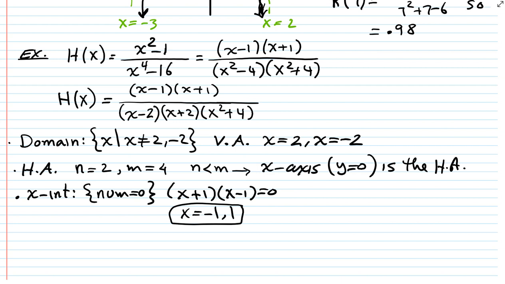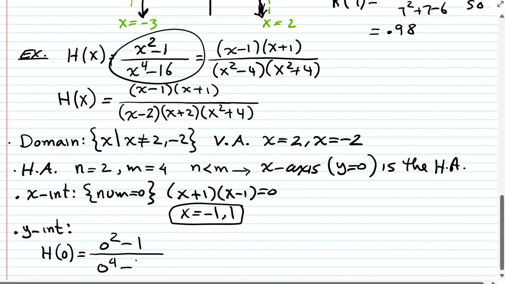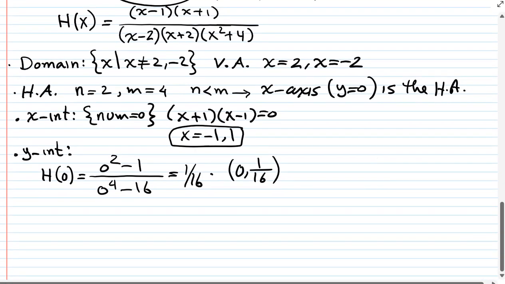Now, what else do we need? We got the vertical asymptote, horizontal asymptote, x-intercept. How about the y-intercept? For the y-intercept, we're going to do h at 0. Evaluate the function at 0. Let me move down here so I have more space. H at 0, and you can actually go to the original, it will be easier, rather than the factored form. 0 to the 4th minus 16, so it's going to be 1/16. That means positive and just barely above 0, very close to 0. 0 and 1/16. Wow, interesting.